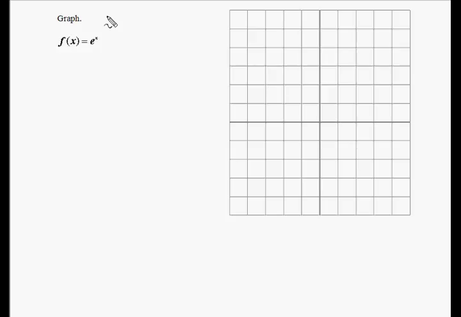Let's graph the function e raised to the x. E actually is on your calculator. It's a number. It's another number like pi. You know how pi was found when we were working with circles, and it was an irrational number. It has numbers behind the decimal forever.